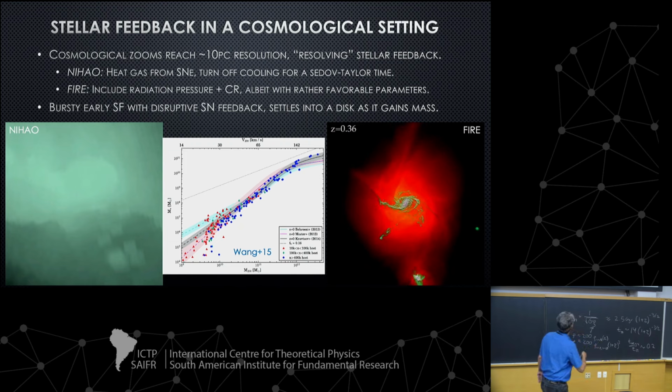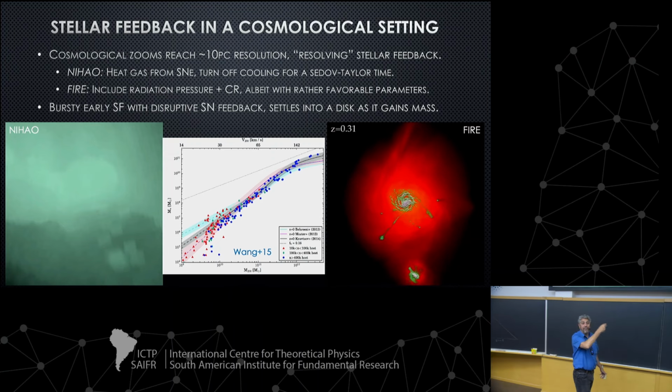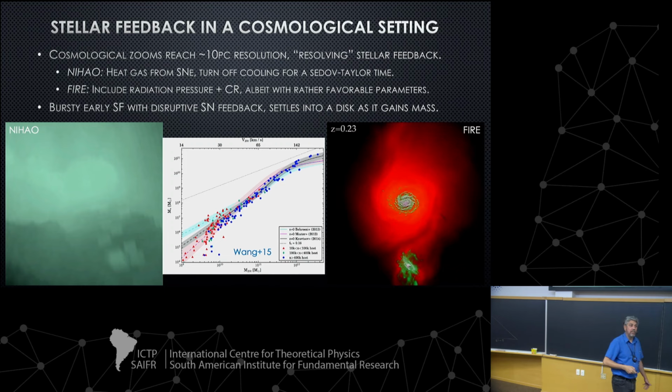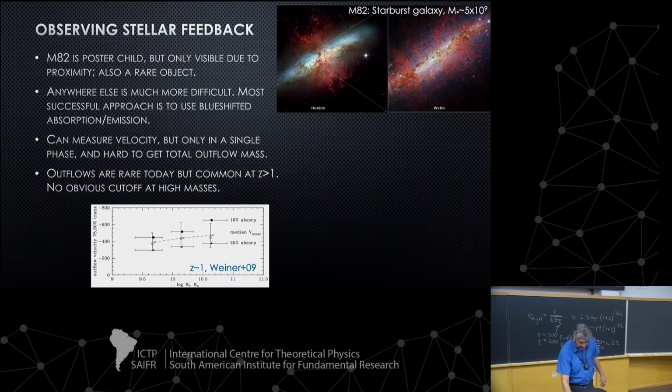So this shows the low mass half of that cosmic star formation efficiency plot, below around 10 to the 12. And you see all these galaxies lie along that relation. So they all match the data, but they all do it with some level of cheating.